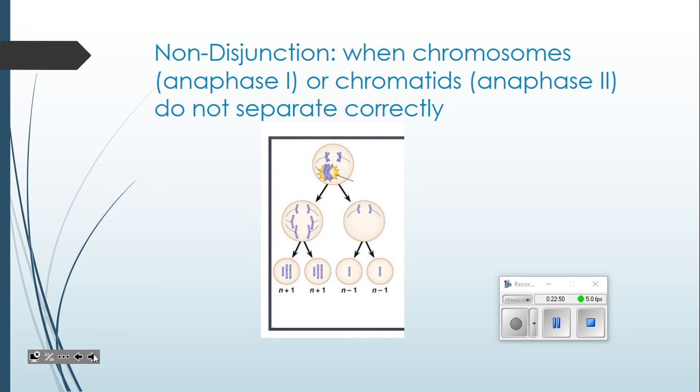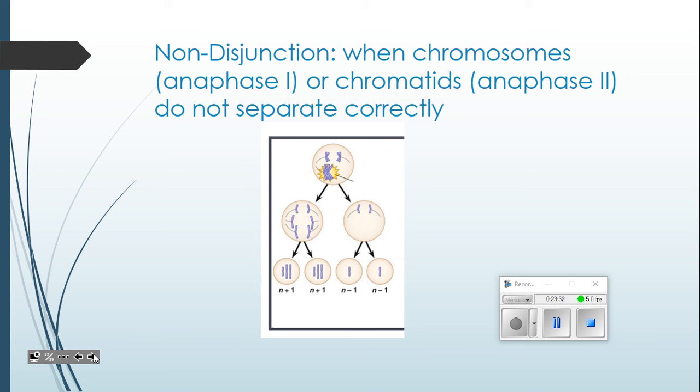Now, nondisjunction is when chromosomes, like in Anaphase 1, or chromatids when we get to Anaphase 2, do not separate correctly. You already answered a question about nondisjunction. We just didn't call it that. It was the question that asked, hey, if a cell ends up having 92 chromosomes and the other one has none, when did this happen? It was on the worksheet from a couple days ago. Well, we knew that it would have happened in Anaphase. They didn't separate properly. Now we're just adding the name, nondisjunction. That's what it's called when the chromosomes or chromatids don't separate in Anaphase.